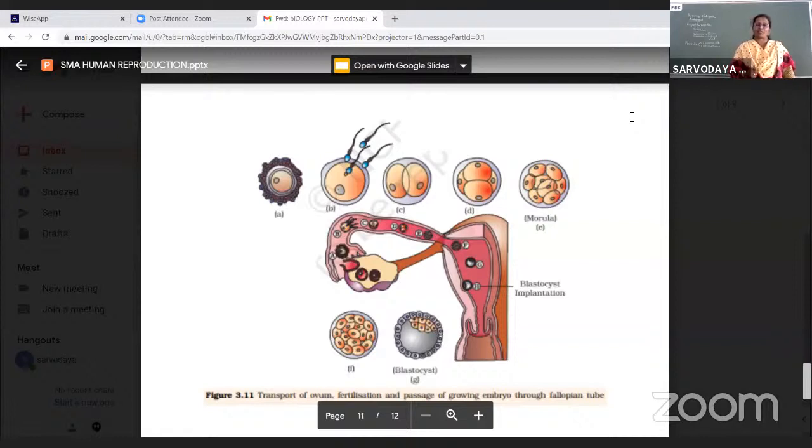What is implantation? Attachment of blastocyst to the wall of the uterus is what you call implantation. So after the blastocyst stage, what is the next thing? The development process continues. The blastocyst will get attached to the wall of the uterus, and that process is what you call implantation.